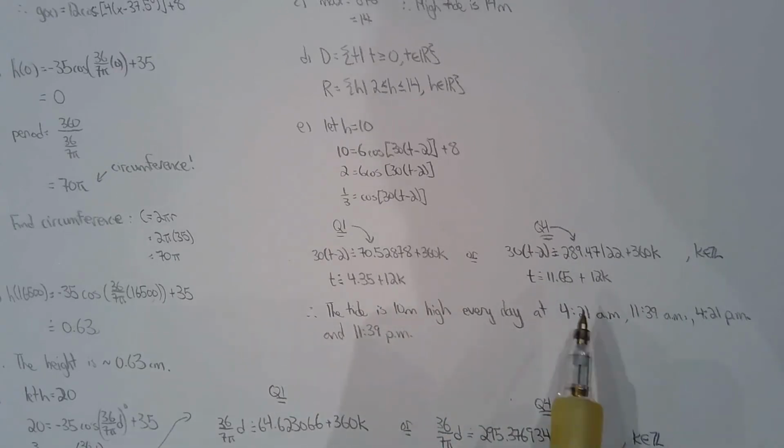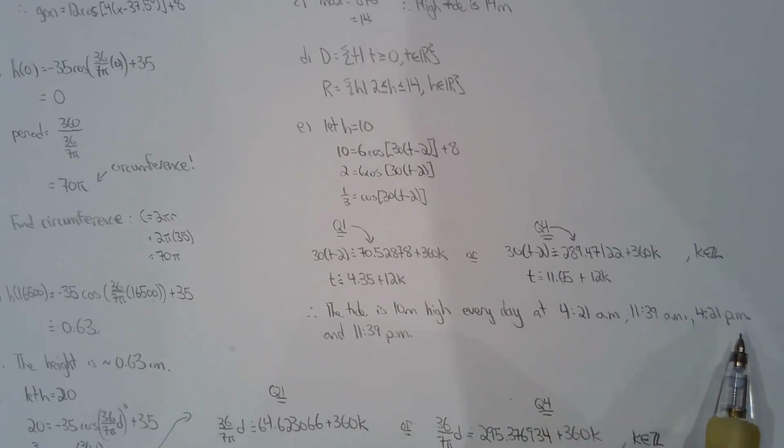Since the period is 12 hours, the answers are 4:21 a.m., 4:21 p.m., 11:39 a.m., and 11:39 p.m. every single day. That is when the tide is 10 meters high.